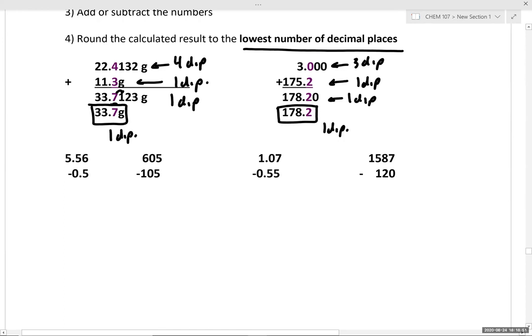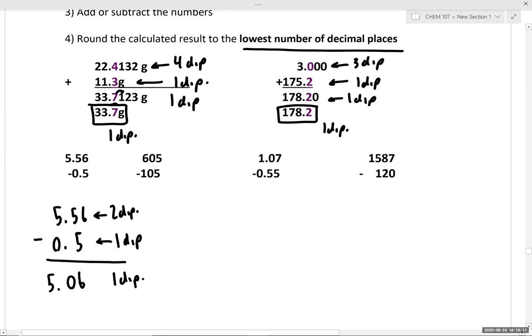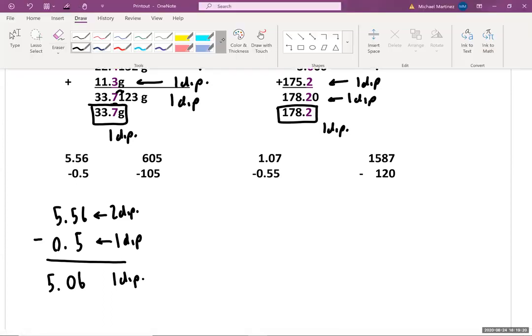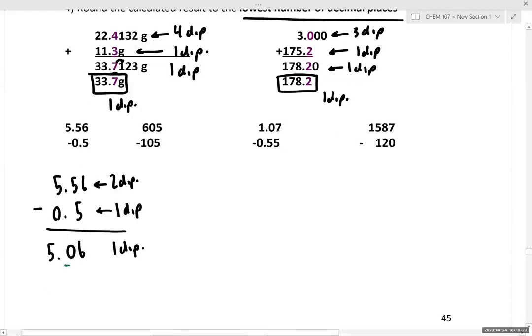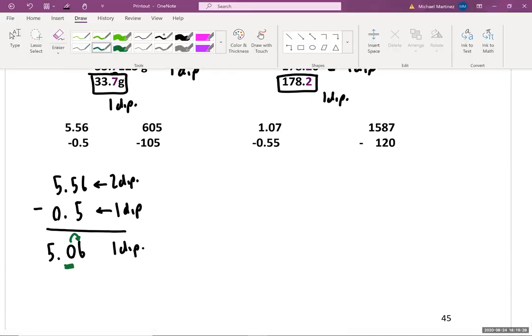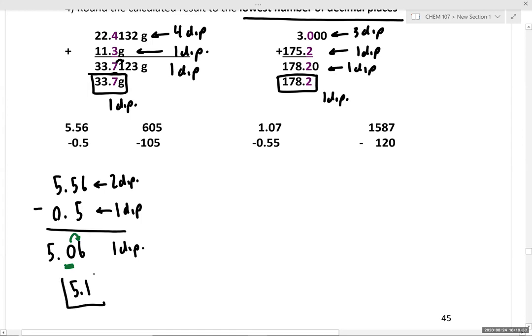So for example, we have 5.56 minus 0.5. Okay, I line up my decimal point and then I count decimal places. So I see 2 decimal places in 5.56, 1 decimal place in 0.5. So then my final answer should have 1 decimal place. I end up with 5.06, and now I have to round to 1 decimal place. I highlight my 0, I look 1 space to the right, and I see 6 is greater than 5, so I round up. That in turn gives me 5.1.